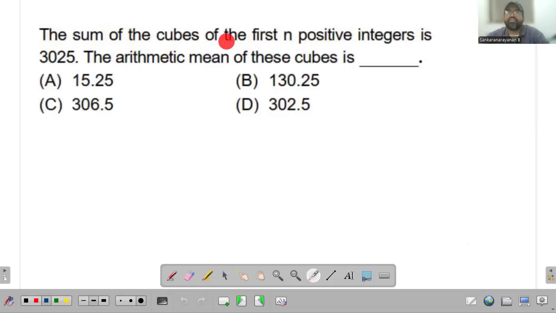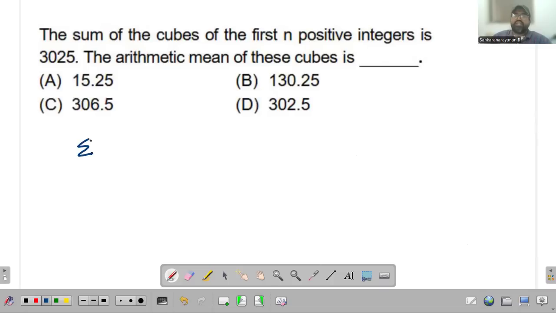It is given that the sum of the cubes of the first n positive integers is 3025. You are asked to find the arithmetic mean of these cubes. So here, the sum of observations is given to you. The number of observations you don't know; that you have to find out.